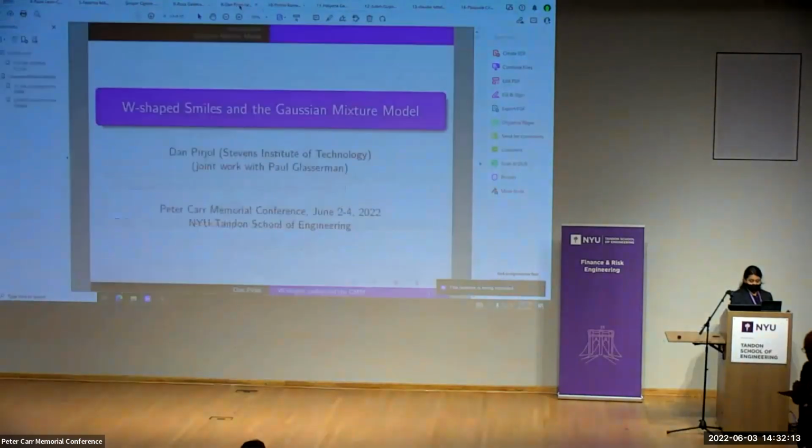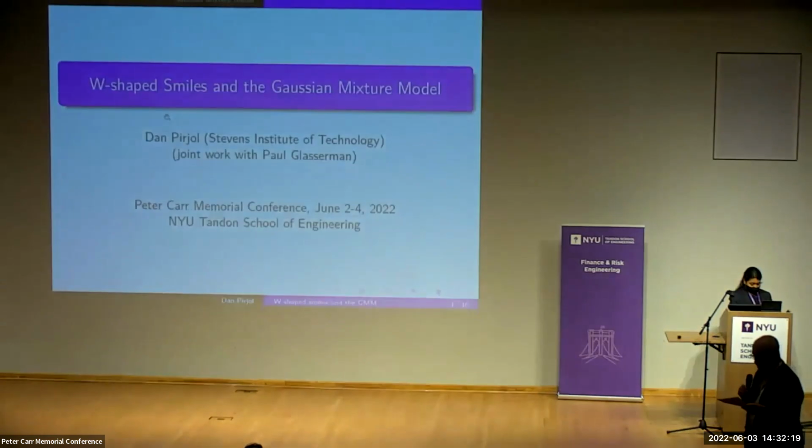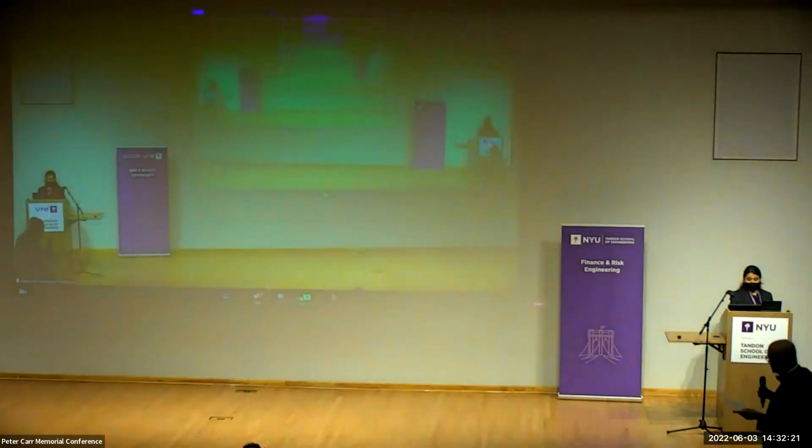Don Pirjol from Stevens Institute of Technology. The title of the presentation is W-shaped implied volatility curves and the Gaussian mixture model.